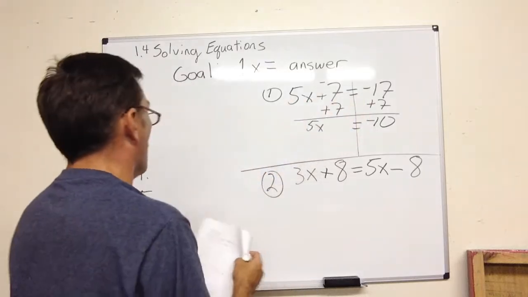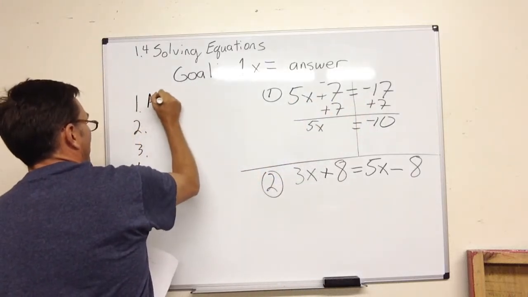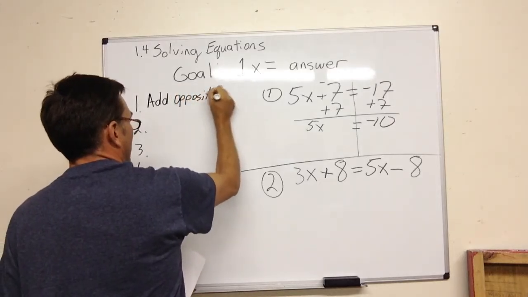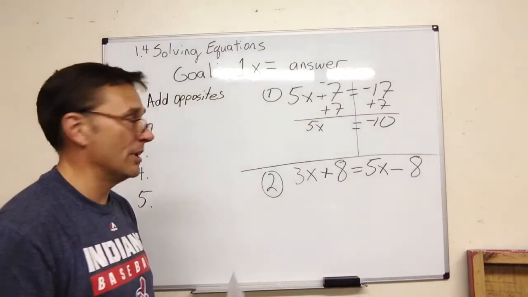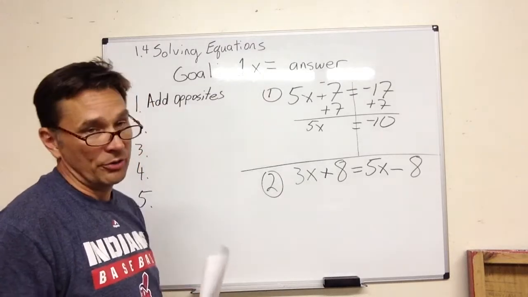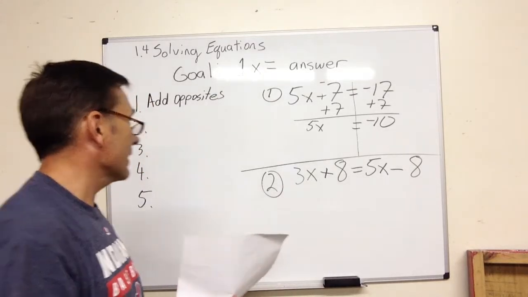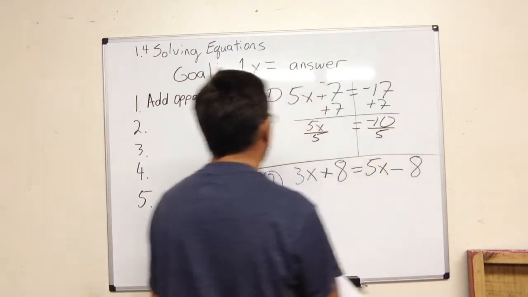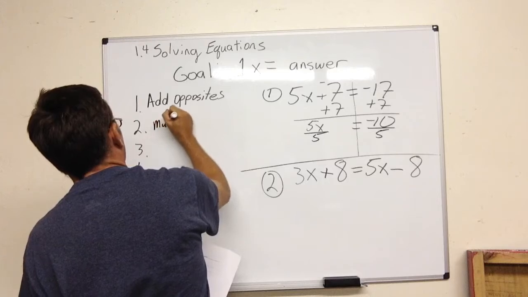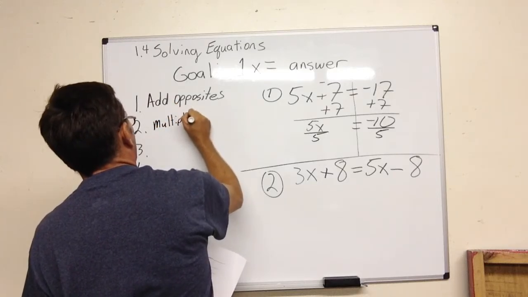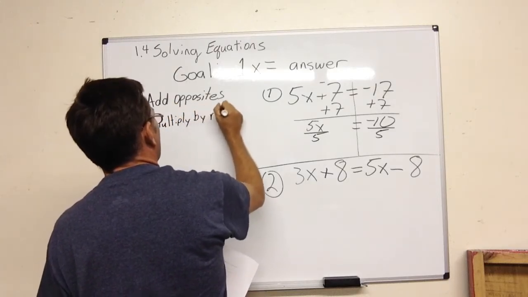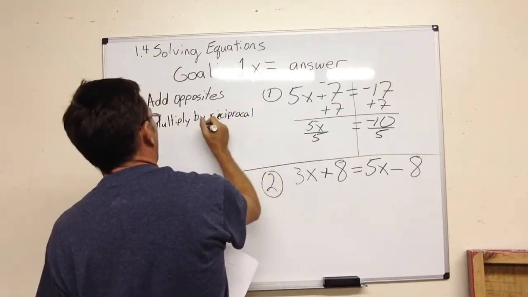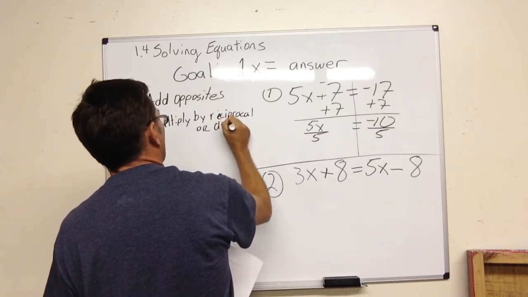So over here, one thing we can do, add opposites. Whether it's numbers or variables, we can add opposites. Second thing we can do is multiply or divide. Multiply by a reciprocal or divide. That's what we're doing here.